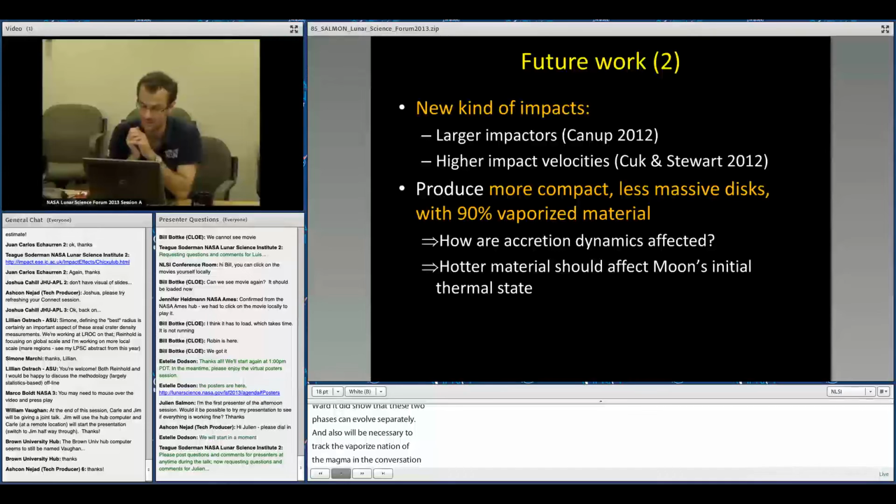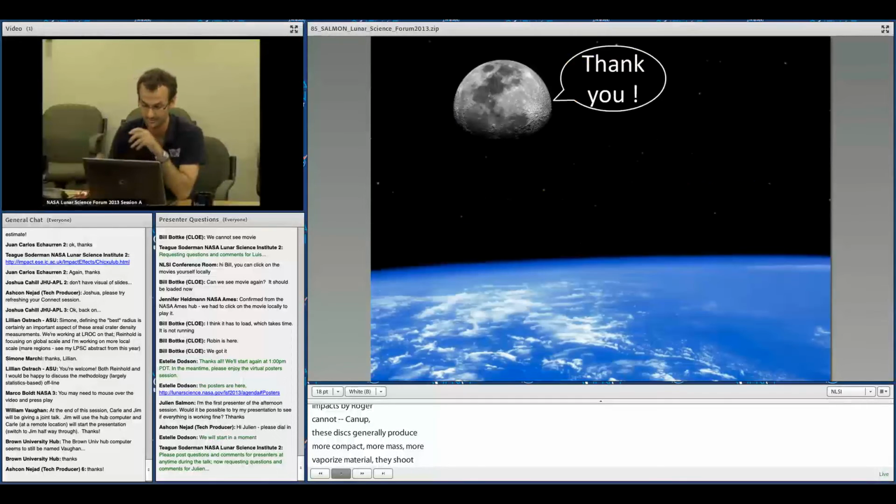Also, last year two important papers were published that were studying new kinds of moon-forming impacts, mostly the larger impactors by Robin Canup, and another type of impact involving high impact velocities on a fast-rotating Earth by Cuk and Stewart. These disks generally produce more compact and actually more massive disks with more vaporized material that should affect the accretion dynamics. And also, if we have hotter material in the inner disk, that should affect also the moon's initial thermal state.